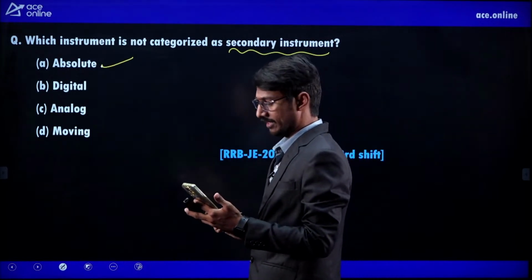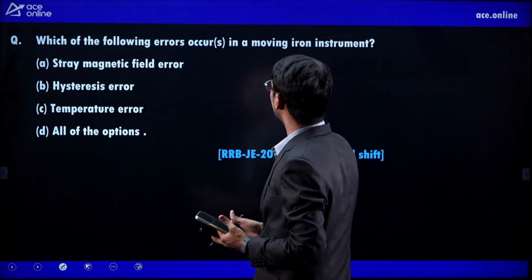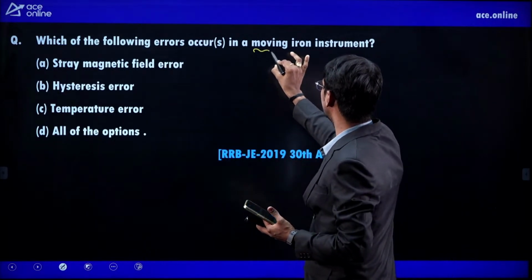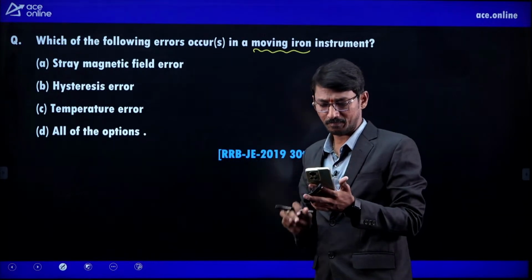Okay, now the next one is: which of the following errors occur in a moving iron instrument? In a moving iron instrument, which of the following errors occur?